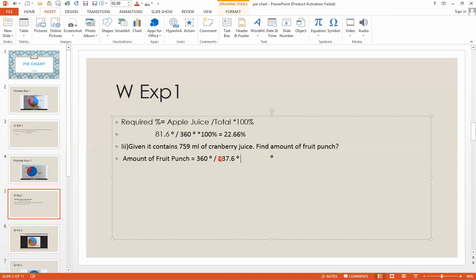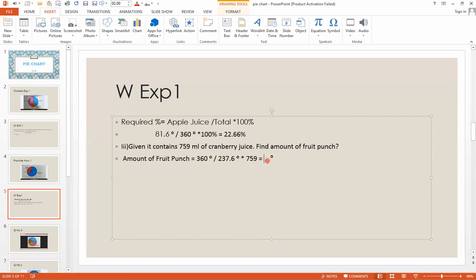And then you have to multiply it by the given value, that is 759. Please do remember, whenever you have to find the total components of food, or the amount of fruit punch, you must write 360 on the top. Then in the bottom you have to write the value in degrees that is given in the question. Here they gave you cranberry juice, so you write the degree value of cranberry juice in the bottom. Then you have to multiply it by the given value, that is 759.